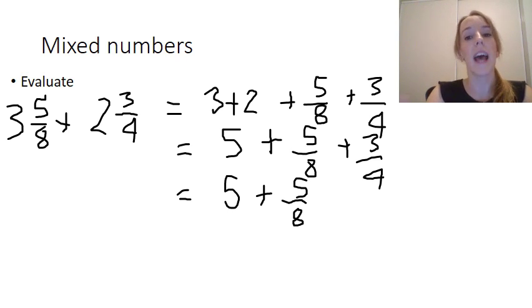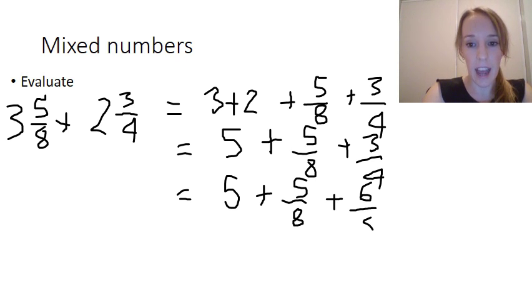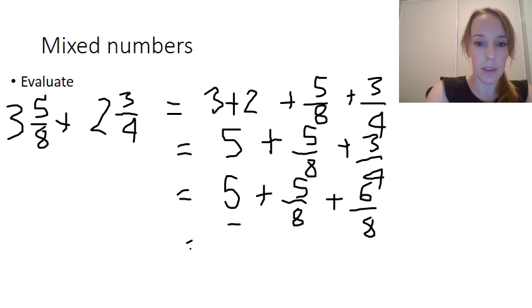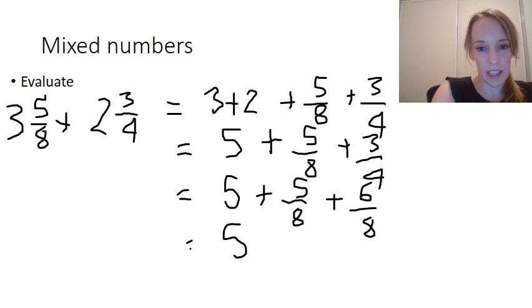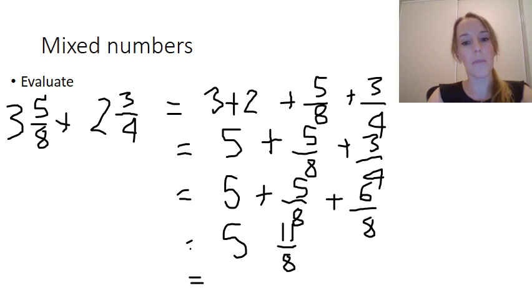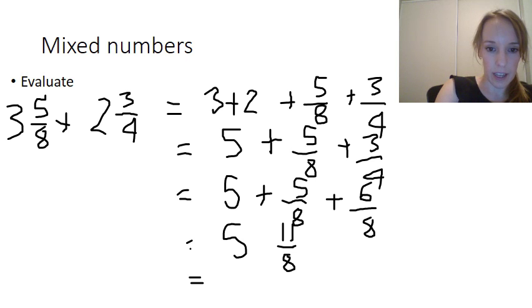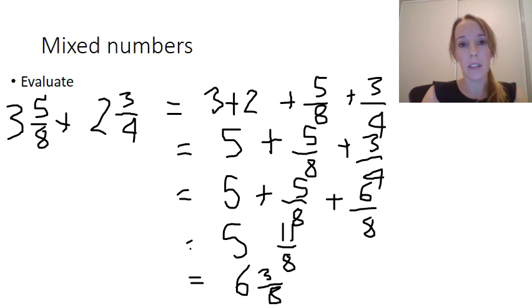To get the 3/4 into 8ths, we have to multiply by 2. So that turns into 6/8. And we can add our 5/8 plus our 6/8. So 5 plus 6 will give us 11/8. And we can change that into a mixed number as well. 11 divided by 8 is 1, so it will give us 6 3/8. So that's the two different ways of doing it.